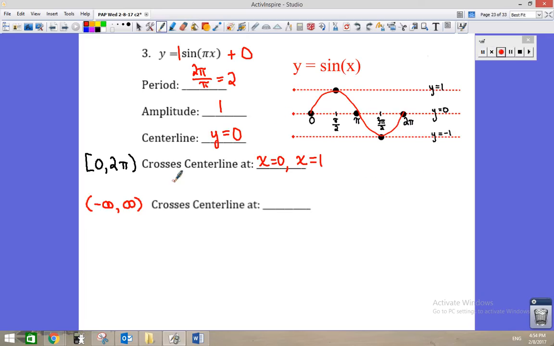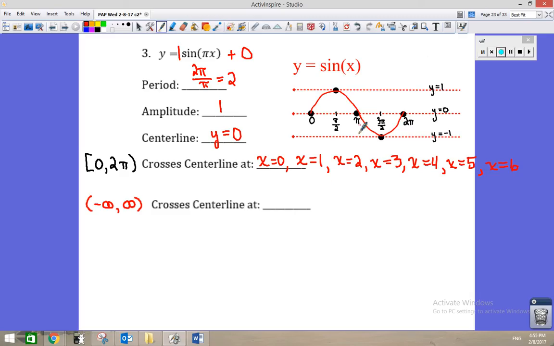So if I want to be between 0 and 2 pi, which is about 6.28, then x equals 1, 2, 3, 4, 5, 6. On the 7th one, I'm beyond 6.28. So I've got 7 places here on 0 to 2 pi that this curve is going to intersect, it is going to cross its center line. All of these are x-intercepts in this case because the y equals 0 is the x-axis.